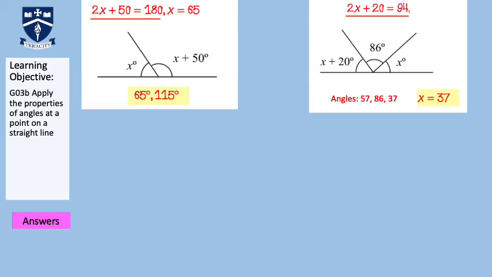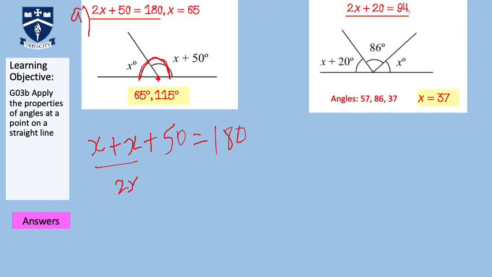Okay, let's have a look at question A first. So, in order to work out angle x in A, you first need to see that this entire thing is 180. Angles at a point add up to 180. Therefore, angle x add 50, angle x add 50, those two things add up to 180. What you can then do is simplify the two x's. So x add x is 2x, add 50 equals 180.